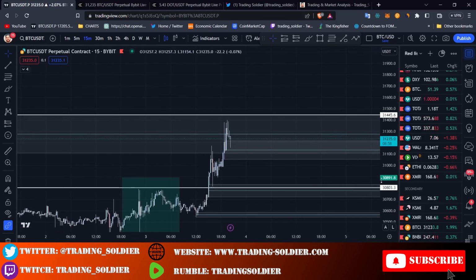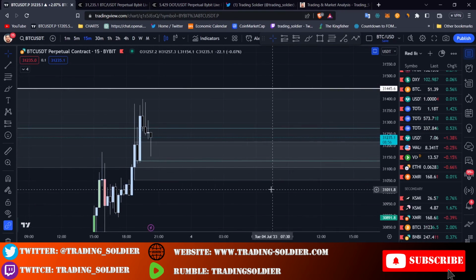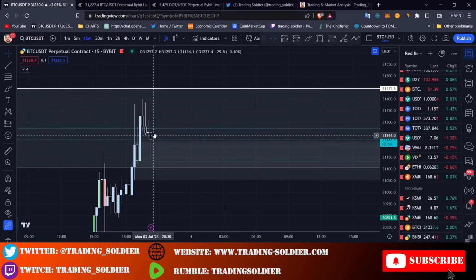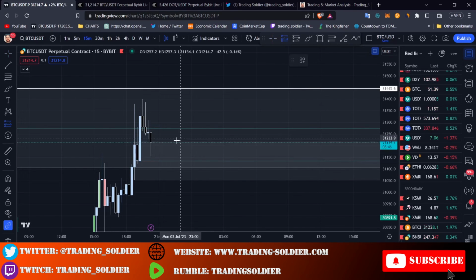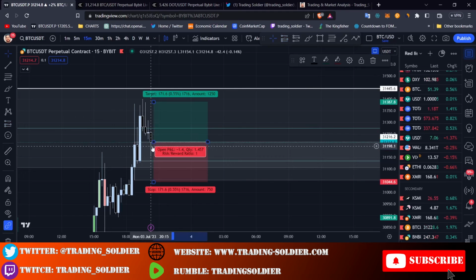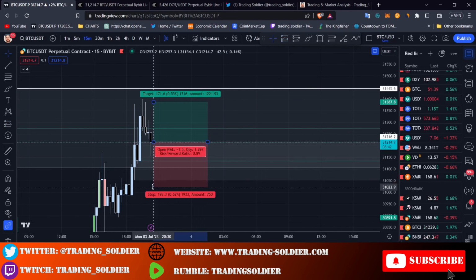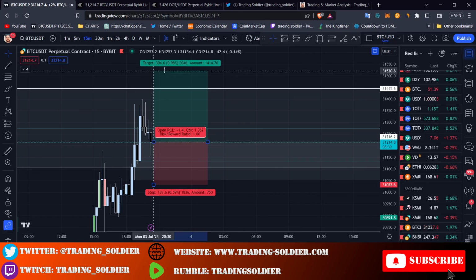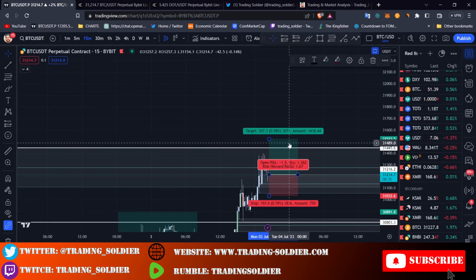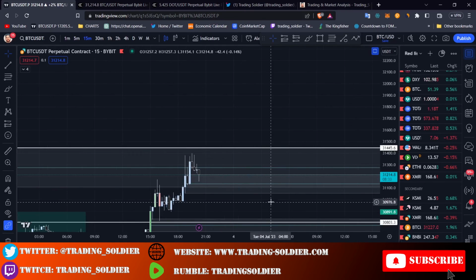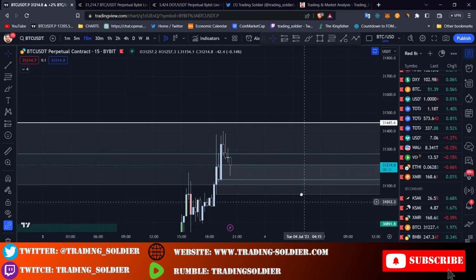So if you ask me right now, after this bullish rejection, after this bullish weak pin bar, now it is going back down, but I will place a long here, for example. I will protect my stop loss here, for example, and I will target the invalidation of this order block.